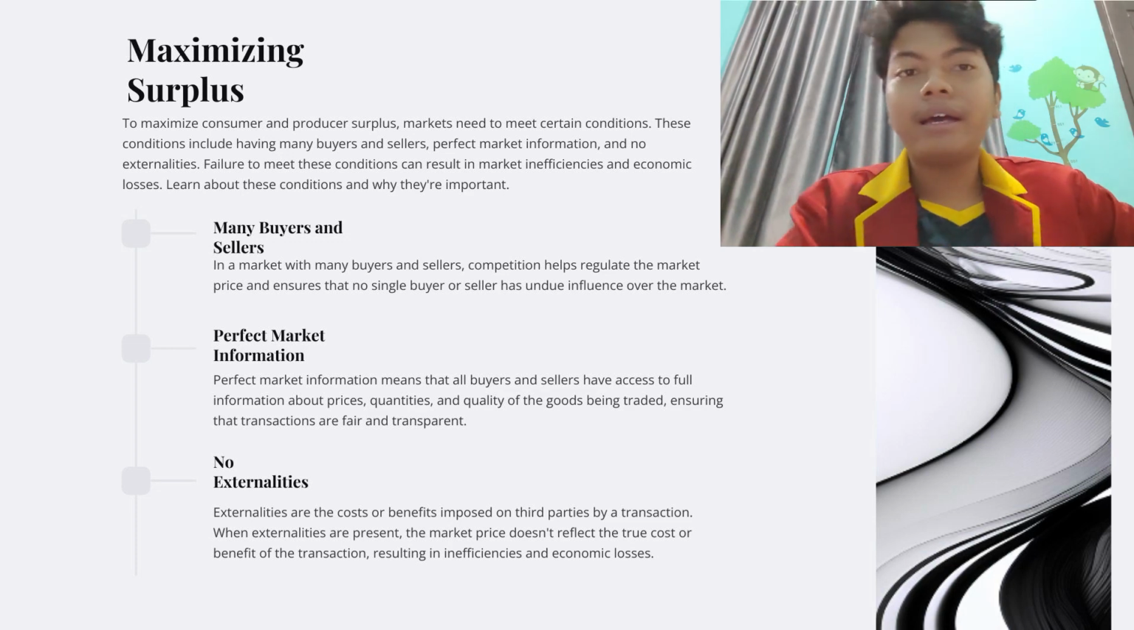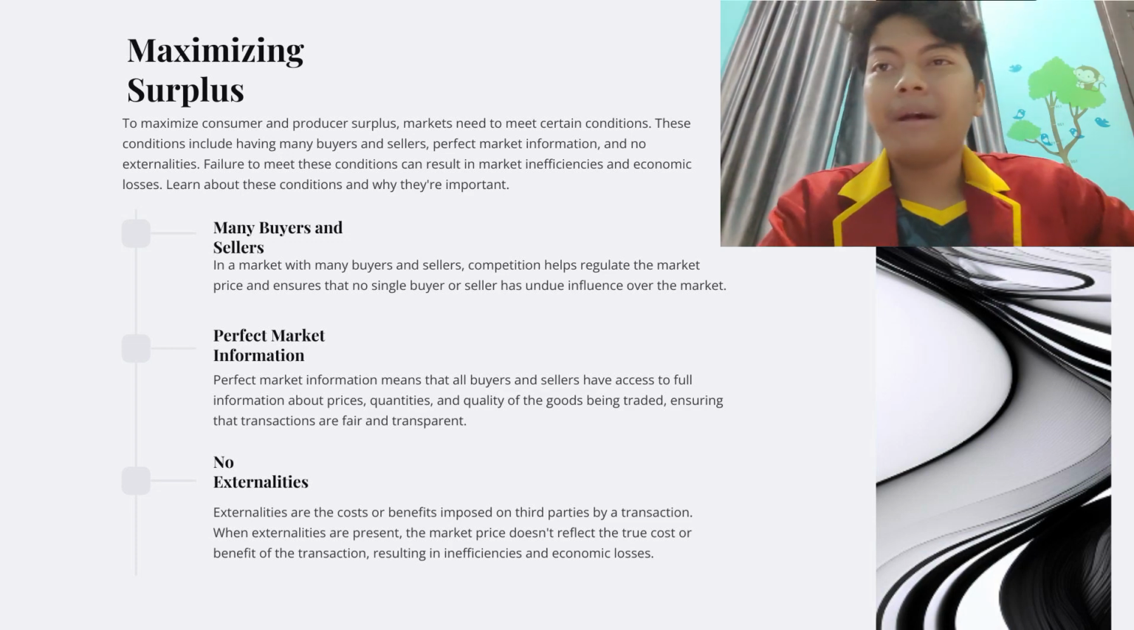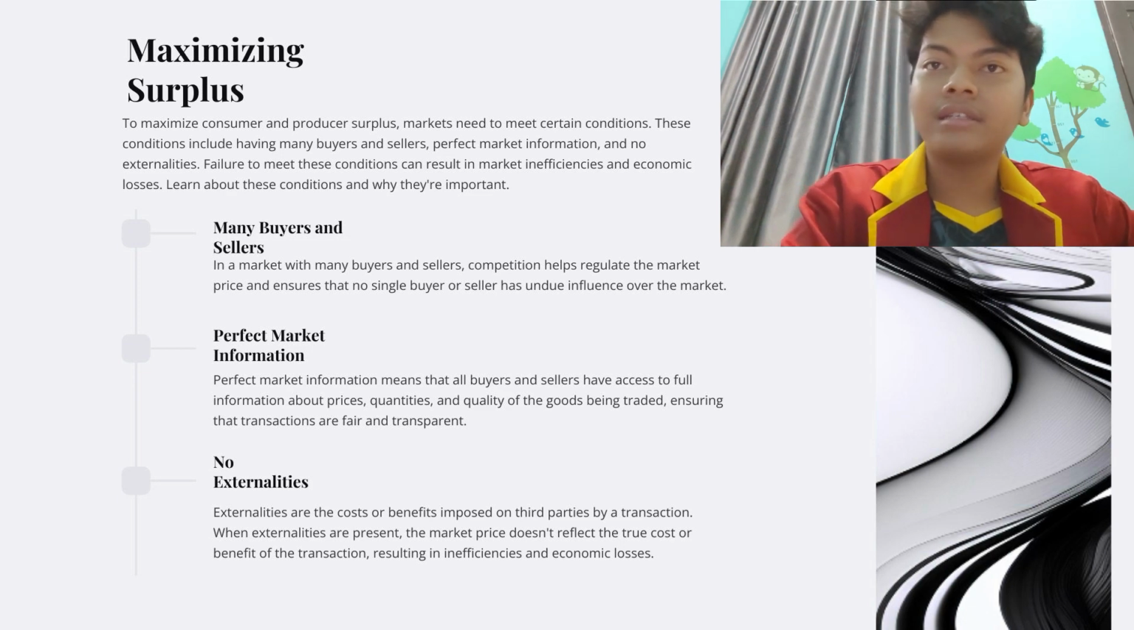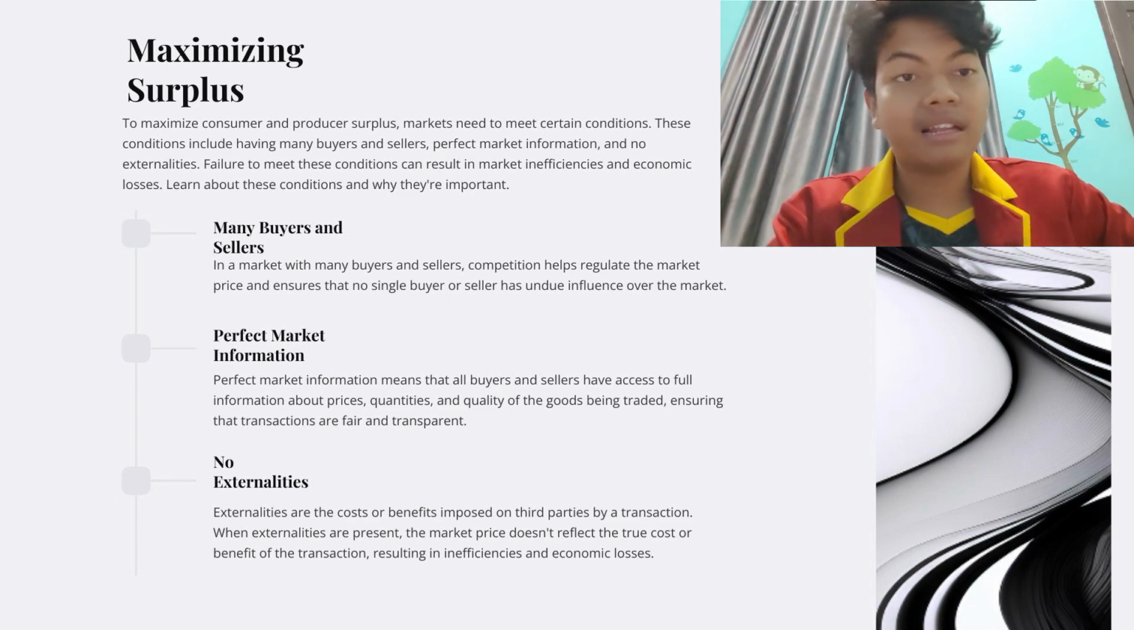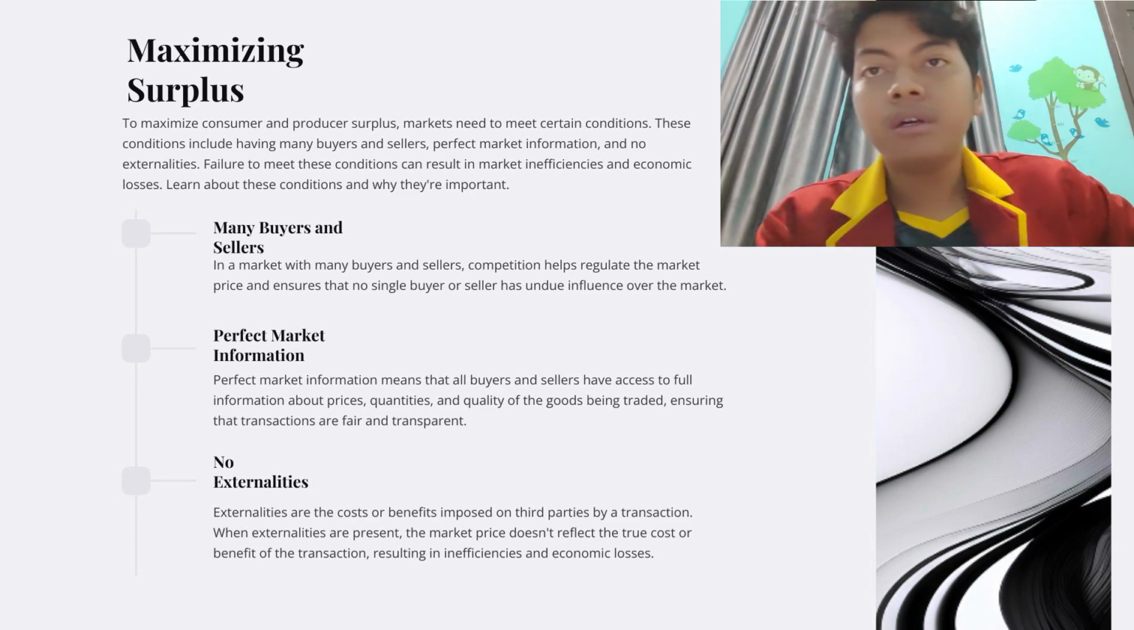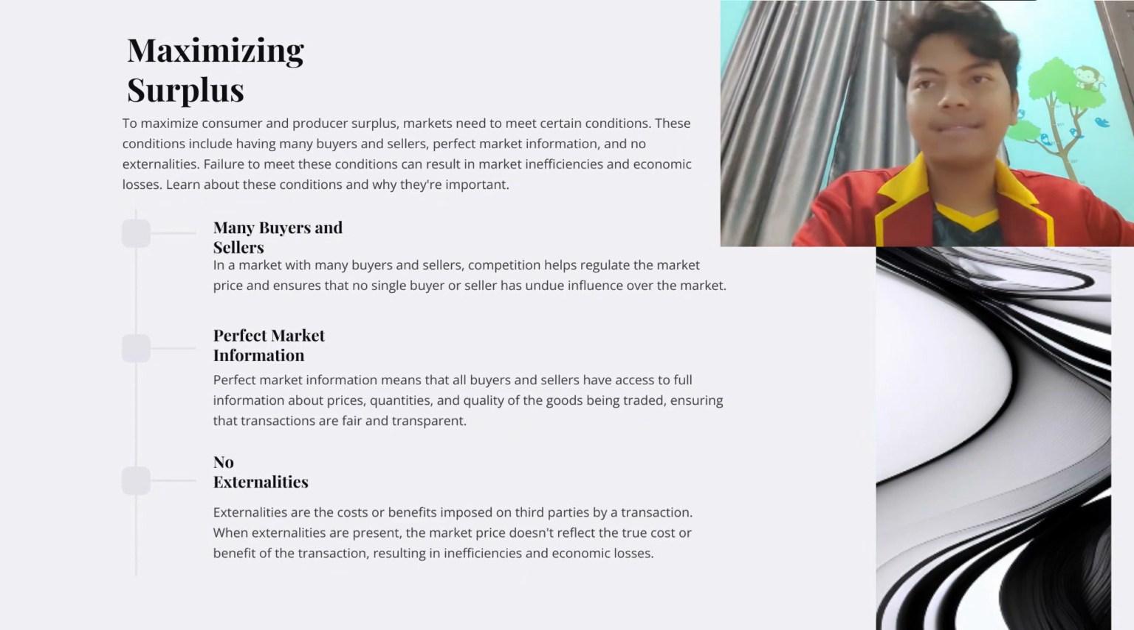1. Many buyers and sellers. In a market with many buyers and sellers, competition helps regulate the market price and ensures that no single buyer or seller has undue influence over the market.